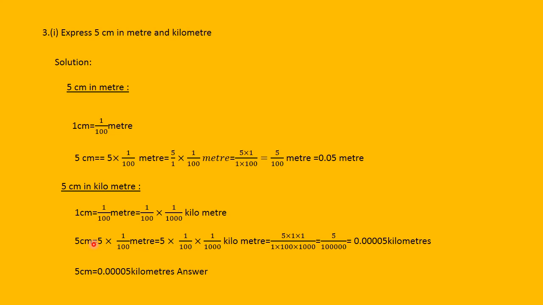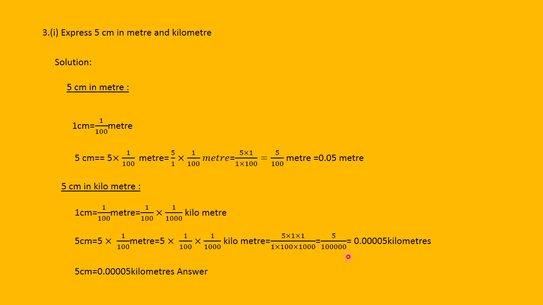So for 5 centimeter, on both sides you multiply by 5. 5 centimeter is equal to 5 into 1 upon 100 meter, so 5 into 1 upon 100 into 1 upon 1000 kilometer. Because there is nothing in the denominator, you will treat it as 5 upon 1. So numerator 5 into 1 into 1, denominator 1 into 100 into 1000. 5 ones are 5, and there are how many zeros? 1, 2, 3, 4, 5. So 1 lakh in the denominator.